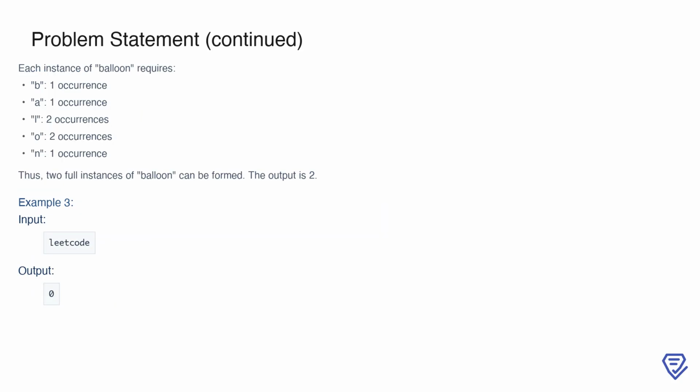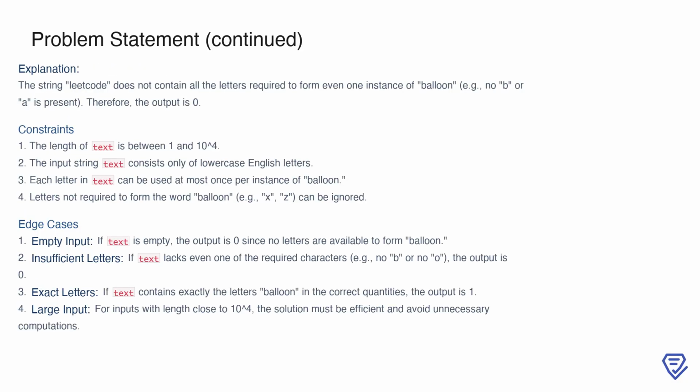To summarize, every complete instance of the word balloon requires the following: 1 occurrence of B, 1 occurrence of A, 2 occurrences of L, 2 occurrences of O, and 1 occurrence of N. In the previous example, the counts of each letter allowed us to form exactly 2 instances of balloon. Now, let's consider another example with the input string LeetCode. In this example, we notice that it does not contain all the necessary letters to form even one instance of balloon. Specifically, it lacks the letters B and A, which are essential. Without these letters, it's impossible to create the word balloon, so the output in this case is 0.